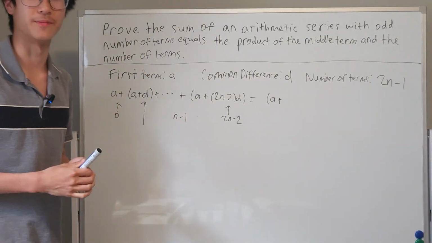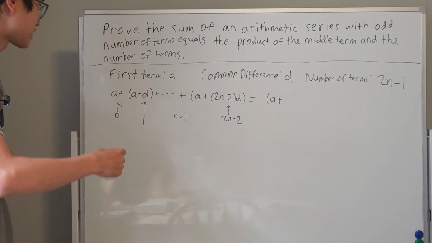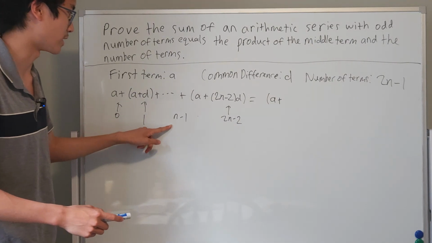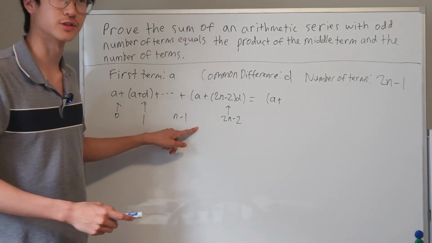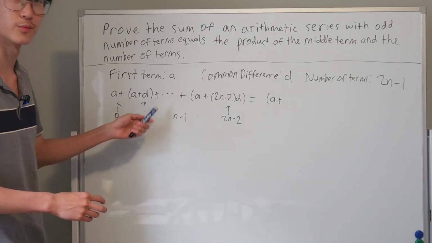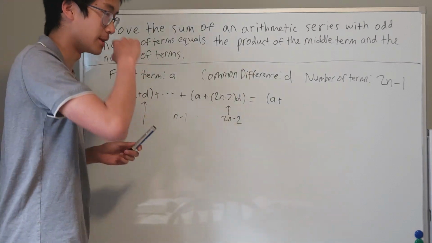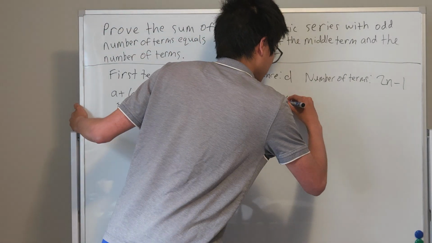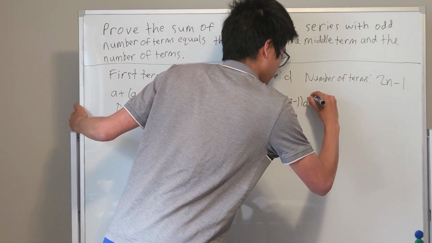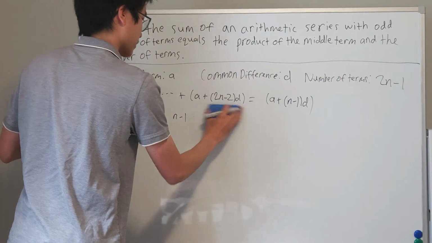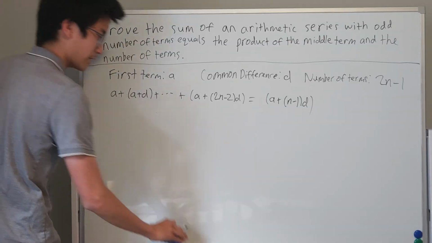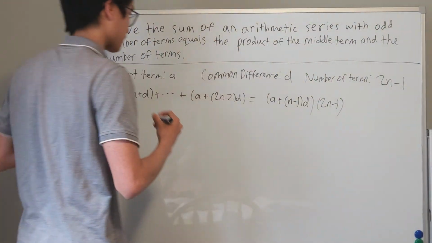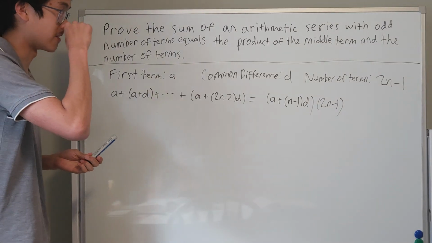But if you want a better way to check this, we just count the number of numbers here. There are n minus 1 numbers on this side, and there are also n minus 1 numbers on this side, so we have confirmed that n minus 1 is indeed the middle number of this arithmetic series. So here we go. We call the number of terms 2n minus 1. All right, so we got everything down right now.